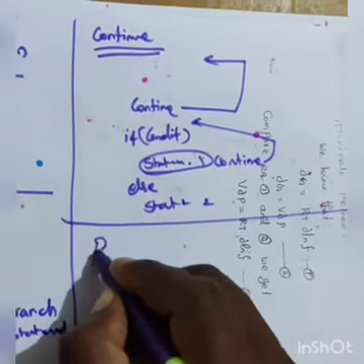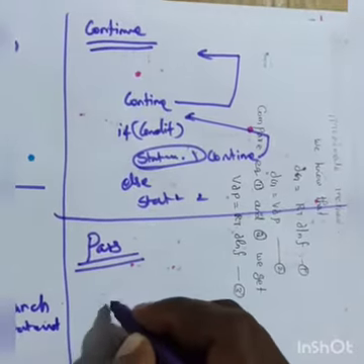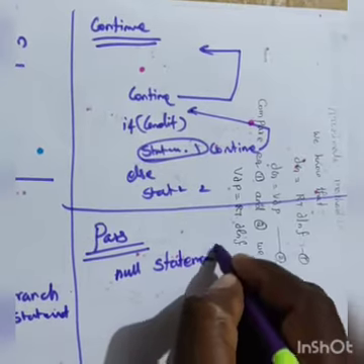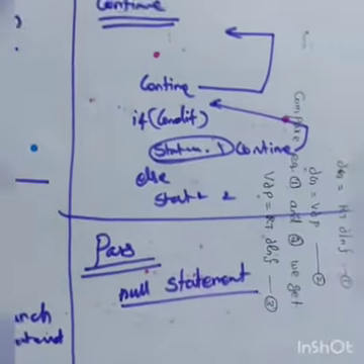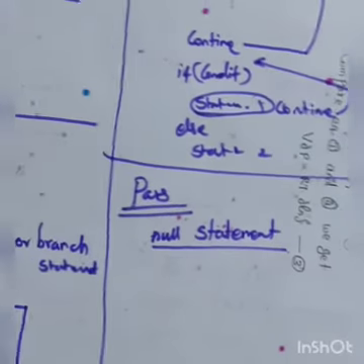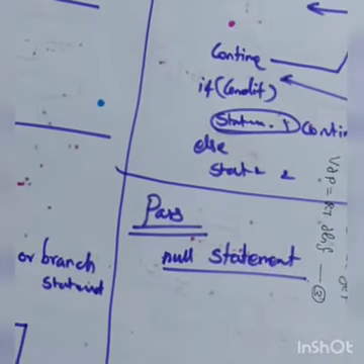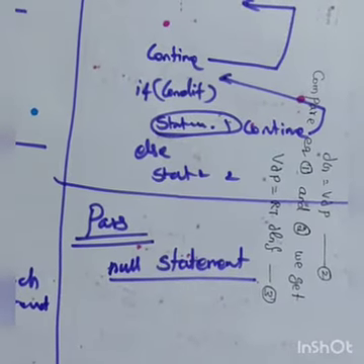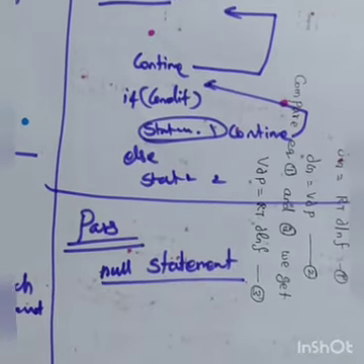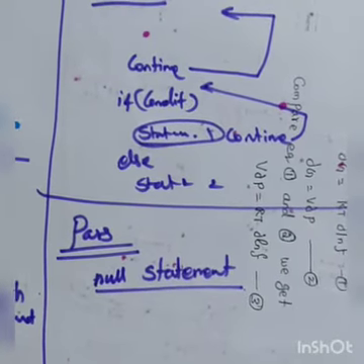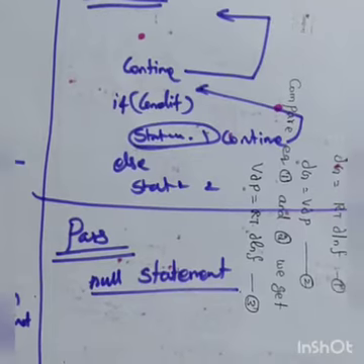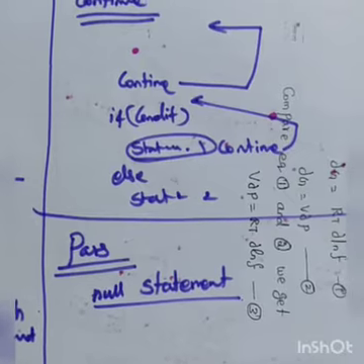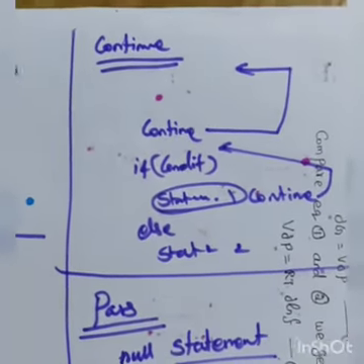Next, what is this? Pass. The pass statement is a null statement. Null statement means it does not work. If you see the pass statement, it is null, so it does not execute and no action is performed. Other inputs follow and give output. That is called the null statement. So the null statement is nothing.